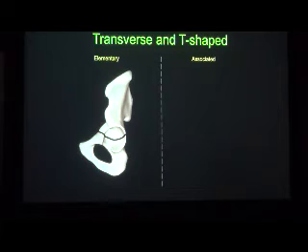Usually posterior. Why? Because people like it. Right, it's a more common approach. More people are confident with it, more people can do it. It's a wide surface area for placing your hardware, one plate or two plates.